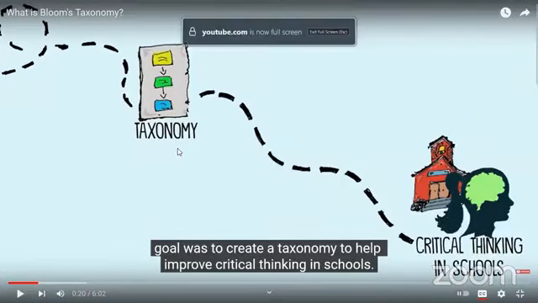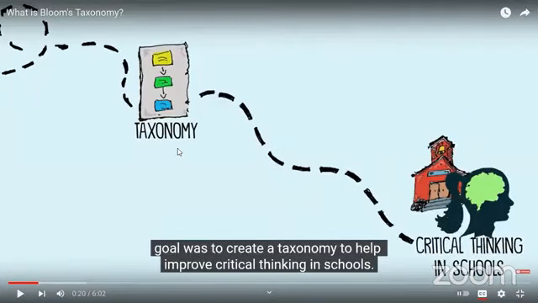And this is very important, okay? What is the goal of Bloom's taxonomy and how can we achieve this goal? And how can we then include this in our lesson plan, all right?